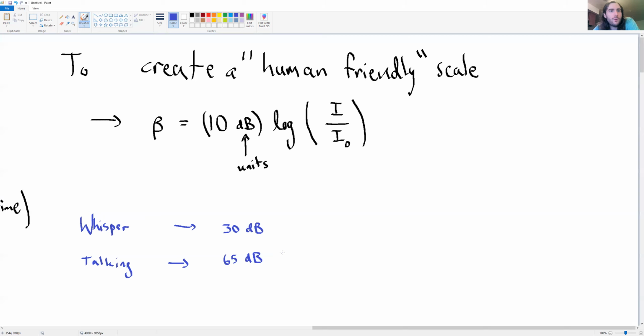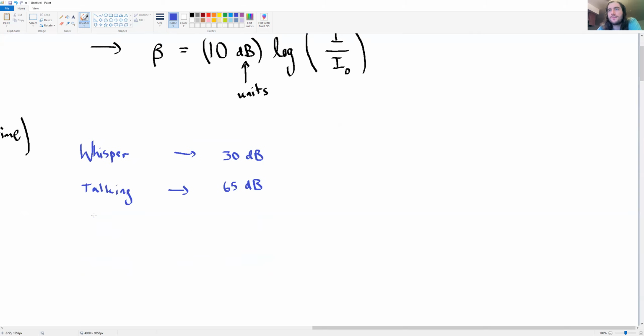Let's see, let's maybe do one more. Loud rock concert. Maybe that means you're somewhere in the middle or you're real close to the speakers. You're looking at 120 decibels. And this is right around the threshold of pain. This is exactly 1 watt per meter squared here. So this would be like the threshold of pain.